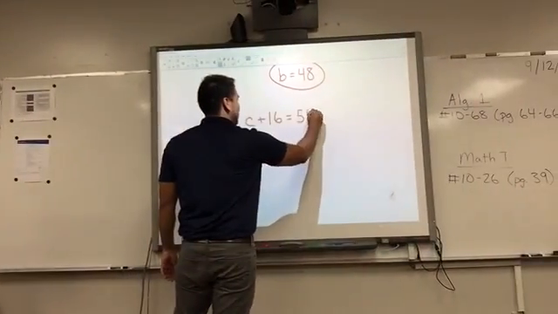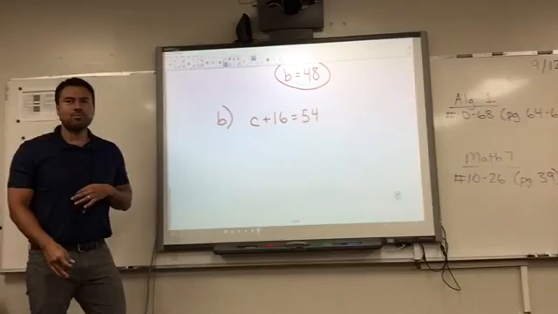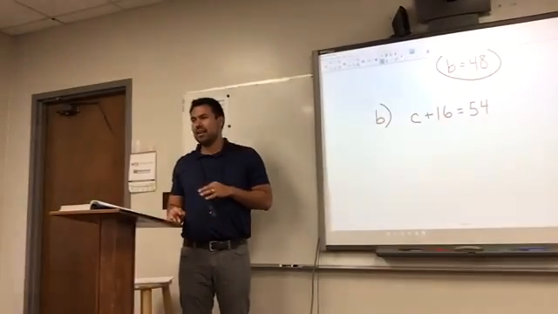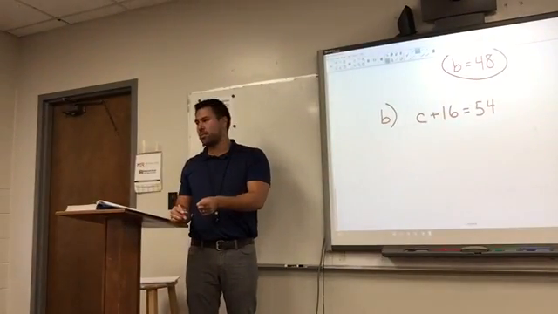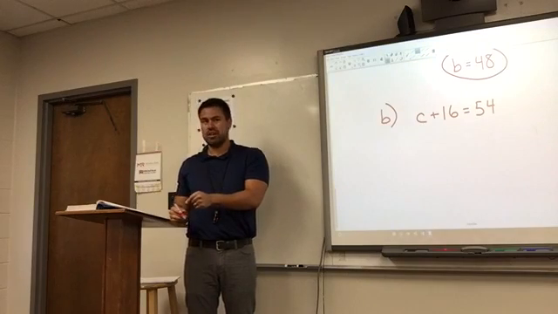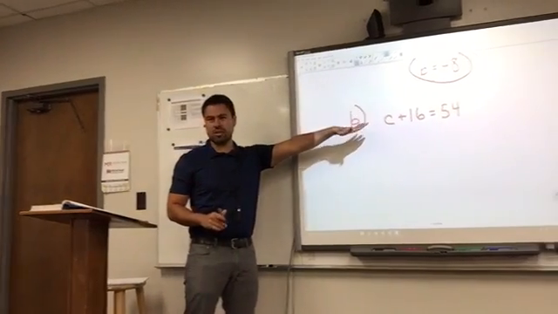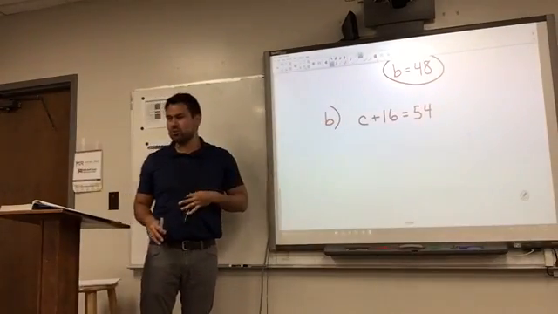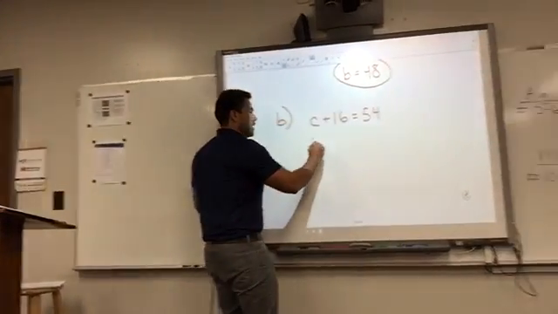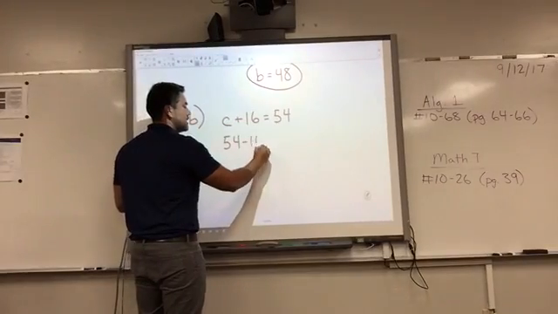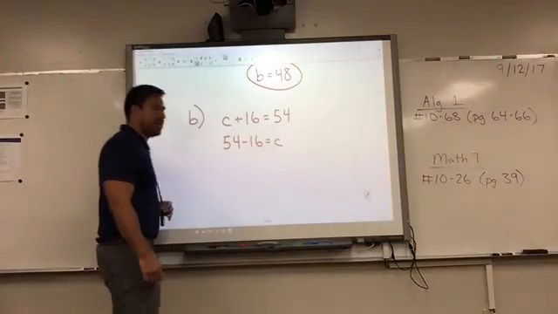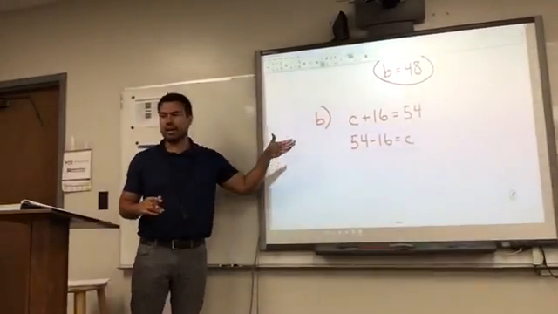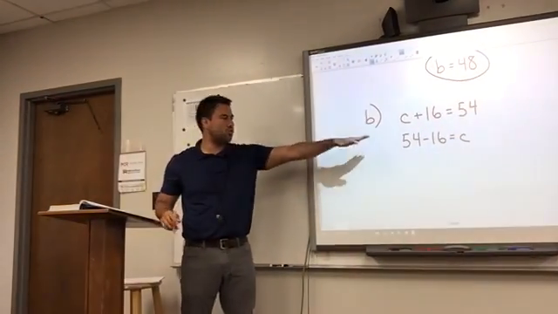C plus 16 equals 54. Good. All right, so here's my initial fact. I need to use the inverse operation. So give me an equation using the inverse operation of addition that will be very useful. 54 minus 16 equals C. Okay, that's what I do. I just write that down. Whatever fact you're going to use, you write it down.